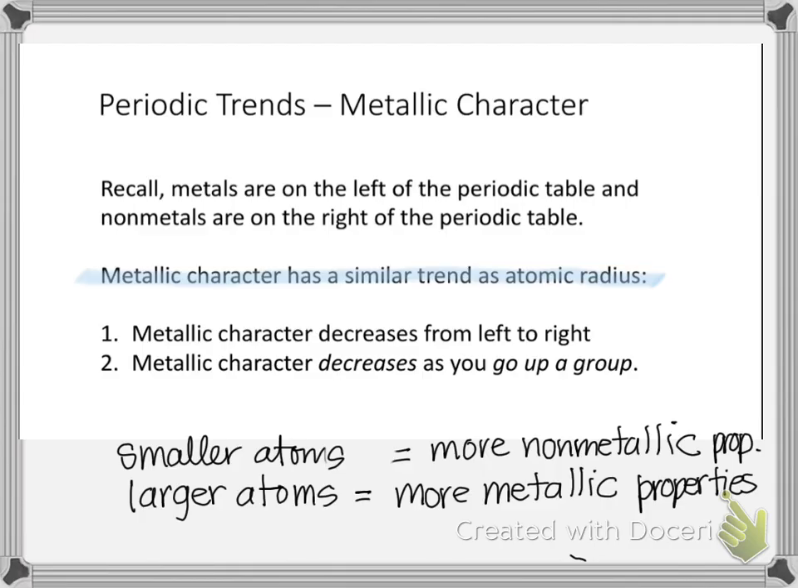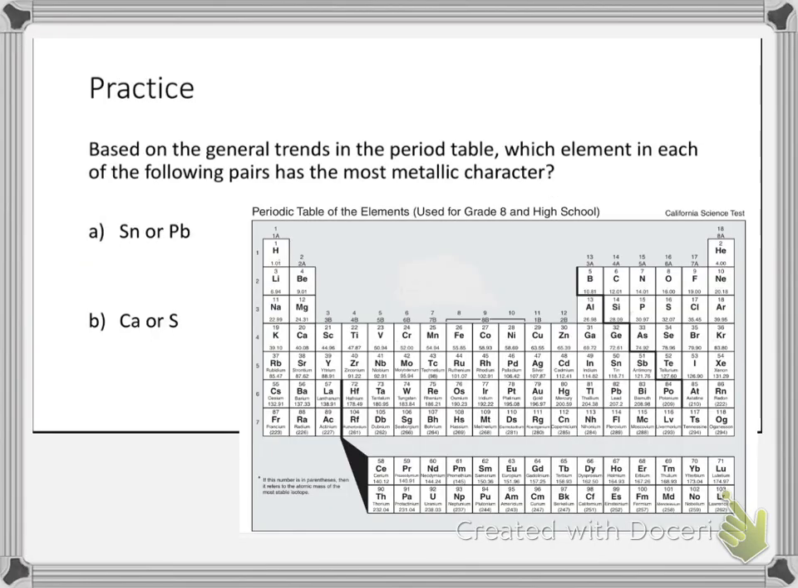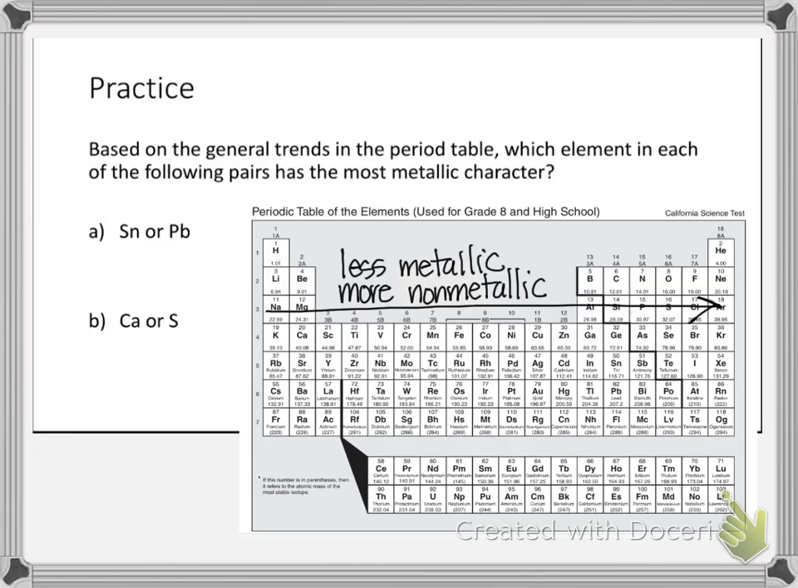So let's try a question. It says, based on the trend. Okay, so let's write it. We know as you go from left to right, they're going to become more non-metallic. So less metallic, you could think of. We'll have to see how the question's worded. And then as you go up, they're more non-metallic.